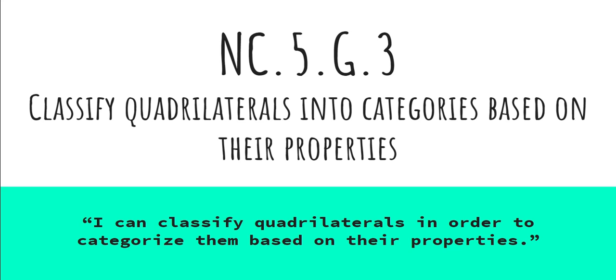This is a continuation from my last video in discussing classifying quadrilaterals, and we're looking at a 5th grade lesson of classifying quadrilaterals. So we have our Common Core Standard, which is NC5G3, and that is classifying quadrilaterals into categories based on their properties. We also, of course, have our I can statement.